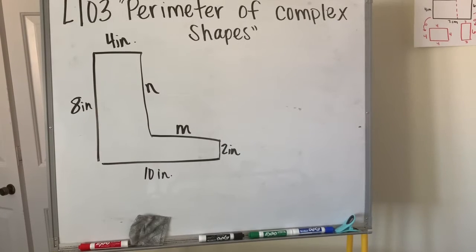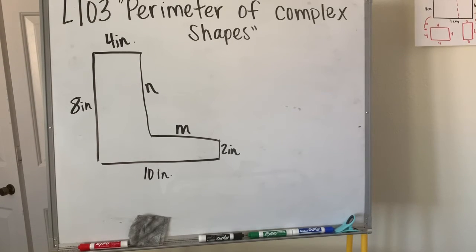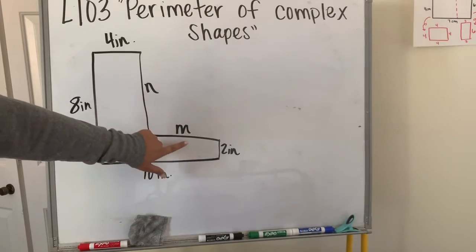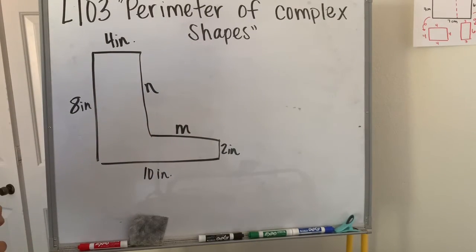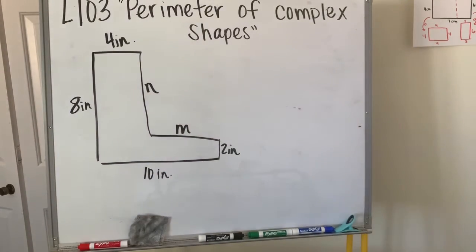All right, so this is just some random figure. It kind of looks like an L, but what do you notice? Take a minute to examine the shape. We are missing 2 sides. Those 2 sides are labeled as N and M. How can we find the perimeter of a shape that's missing sides?